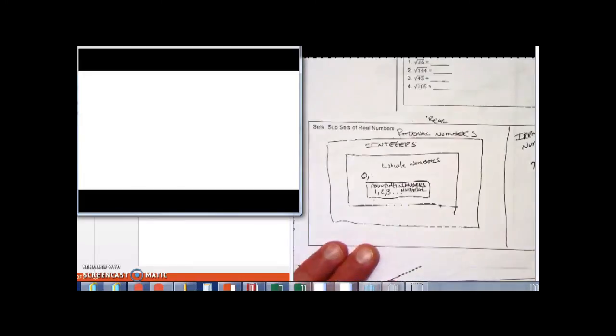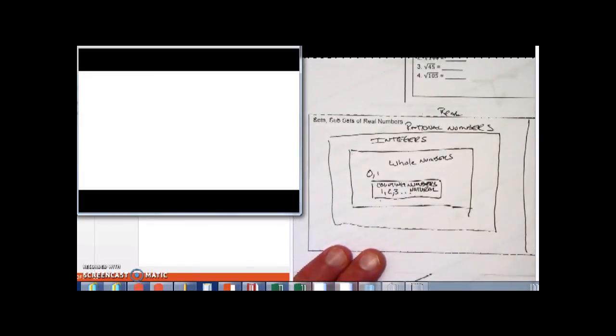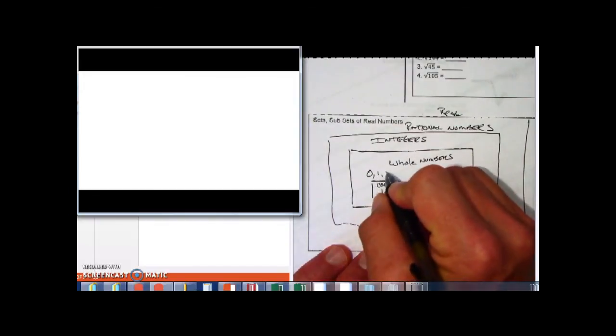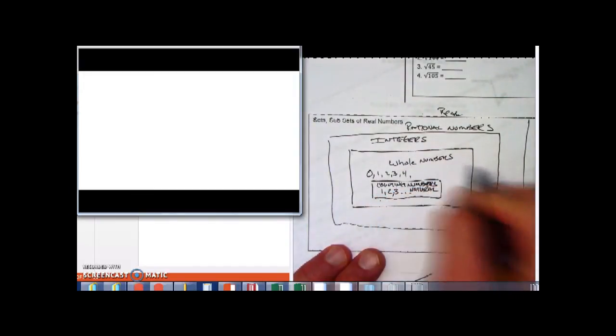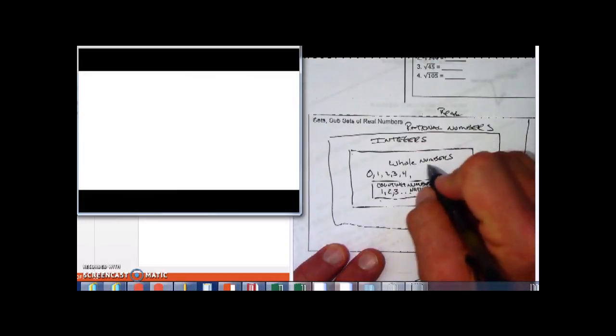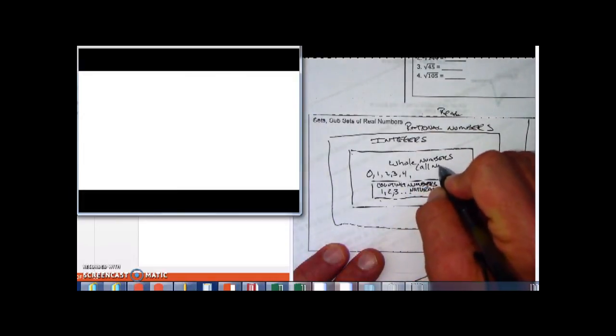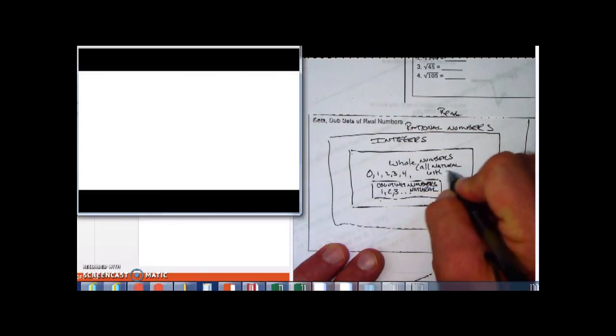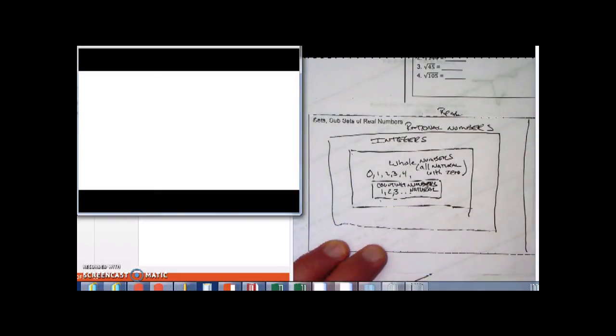Okay, I'm just going to move into the rational numbers. Okay, whole numbers. So it's 0, 1, 2, 3, 4. Whole numbers is all natural numbers with 0. Okay, integers are all of our whole numbers. They're all of our counting numbers. And what else? Jenna? Yes.